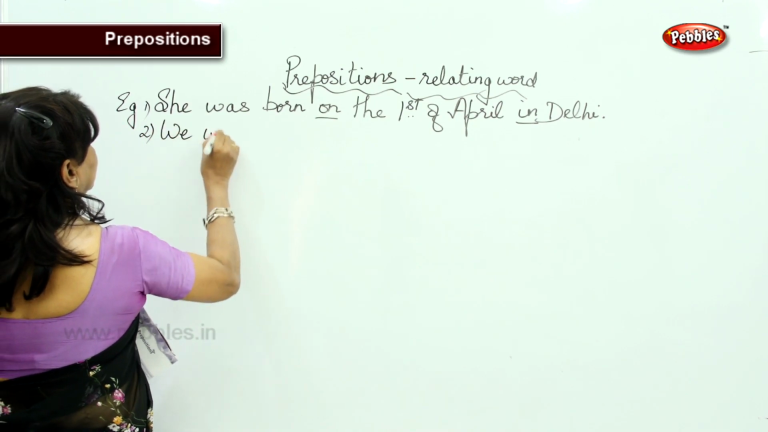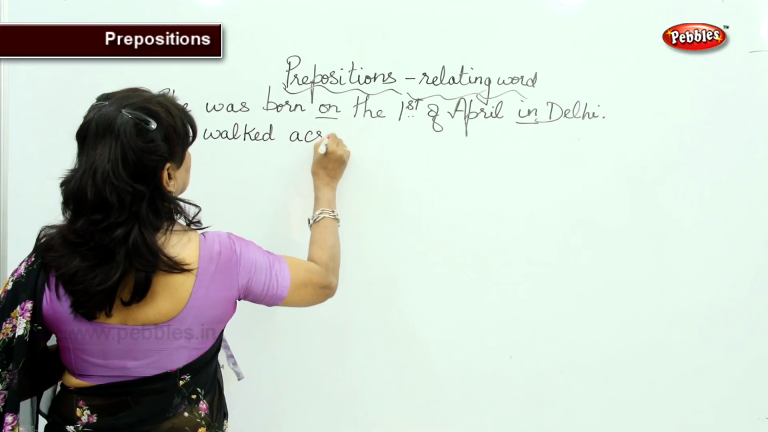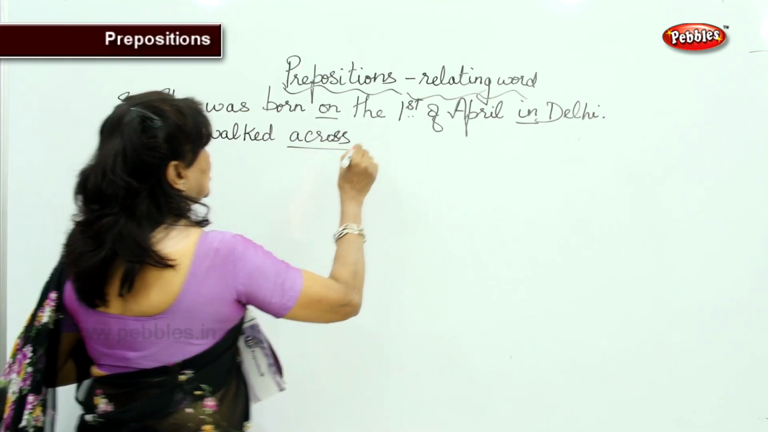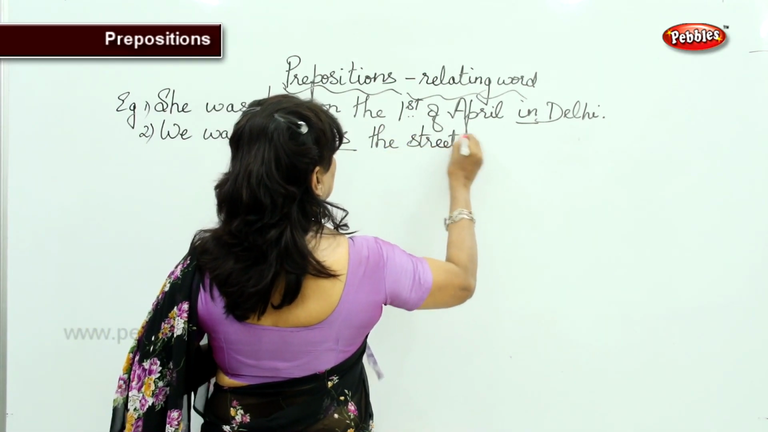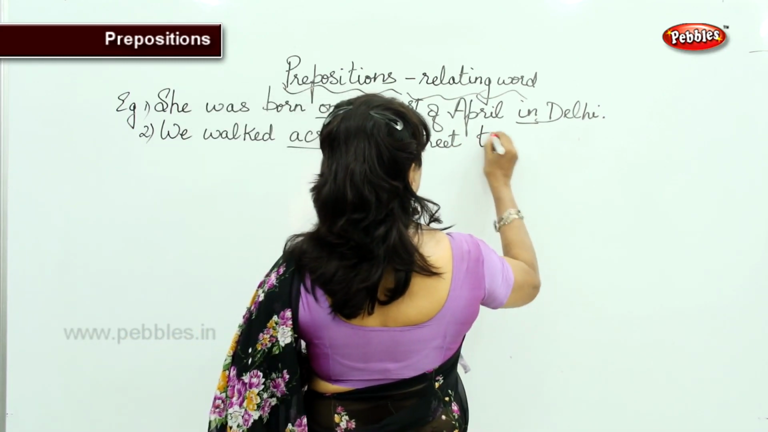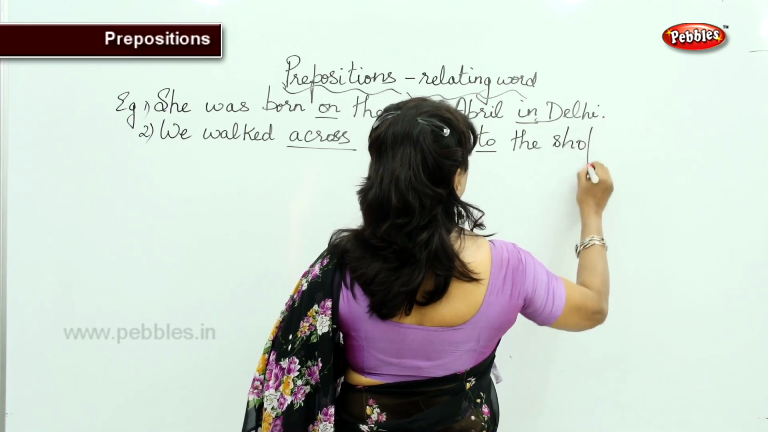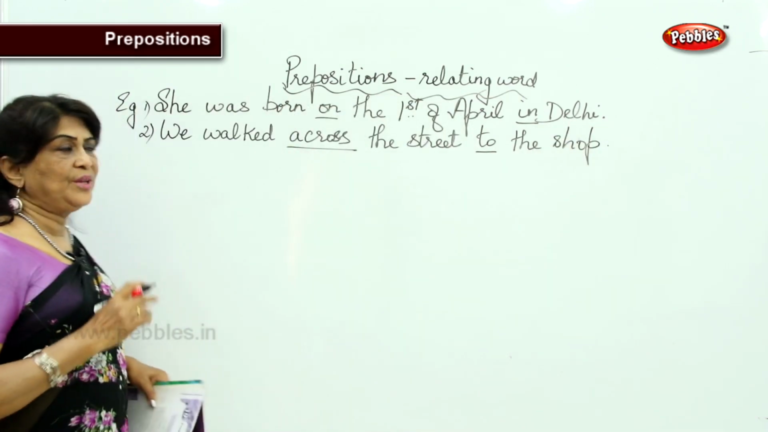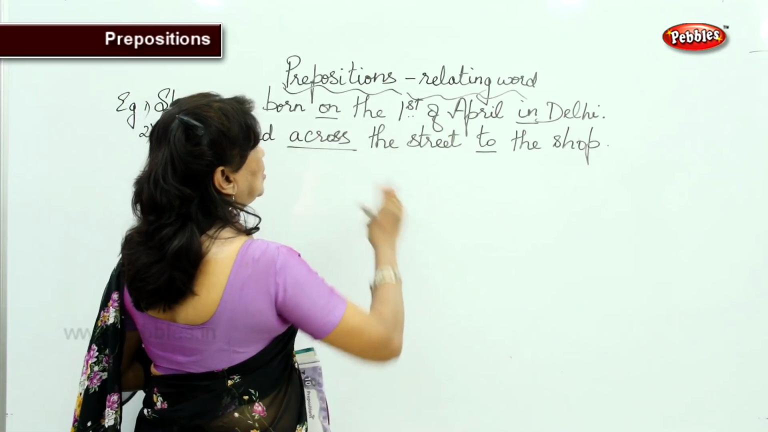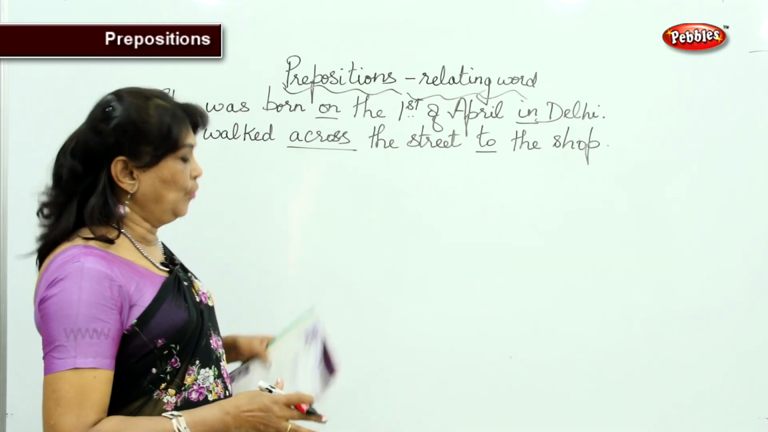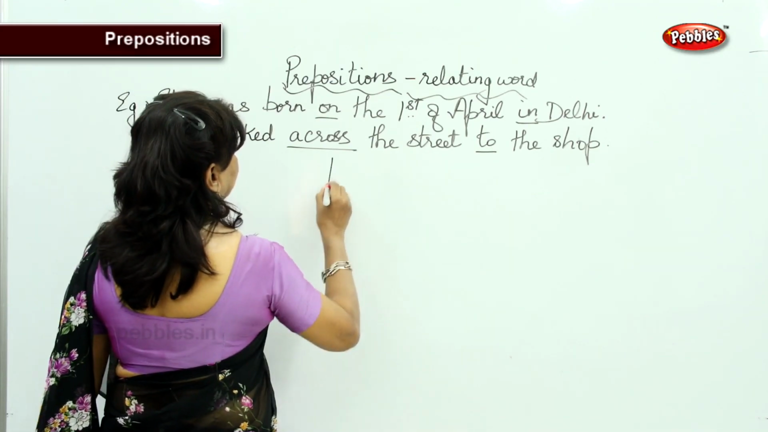We walked across the street to the shop. Okay, now again we find two prepositions. Okay, on, in, across, to. We find here four prepositions, and we are going to do the kinds of prepositions now.